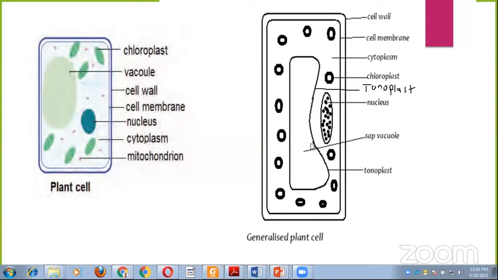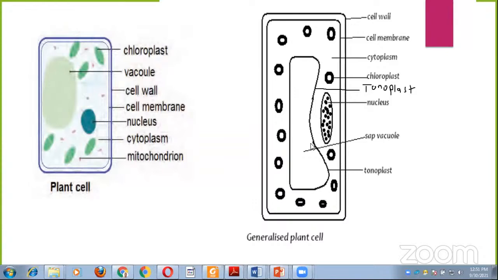Then Abigail says no one has understood a word you said from the explanation of a plant cell. Abigail, you cannot say that no one has understood. It is maybe only you who has not understood. Then Patrick says, I can't hear. Then Mary says, I can't see your screen. And then Atim says, does the tonoplast function as the cell membrane?